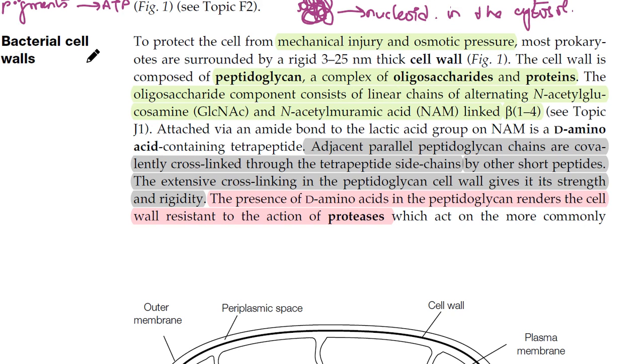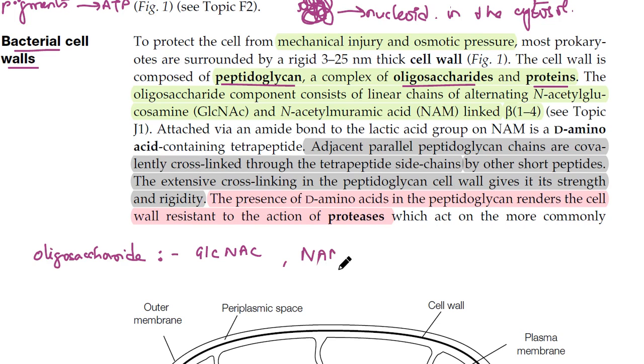Now this part is very important: the structure of the bacterial cell wall. As discussed, it is composed of peptidoglycan, which is a complex of oligosaccharide and protein. The oligosaccharide component has alternating units of N-acetyl glucosamine (NAG) and N-acetyl muramic acid (NAM).